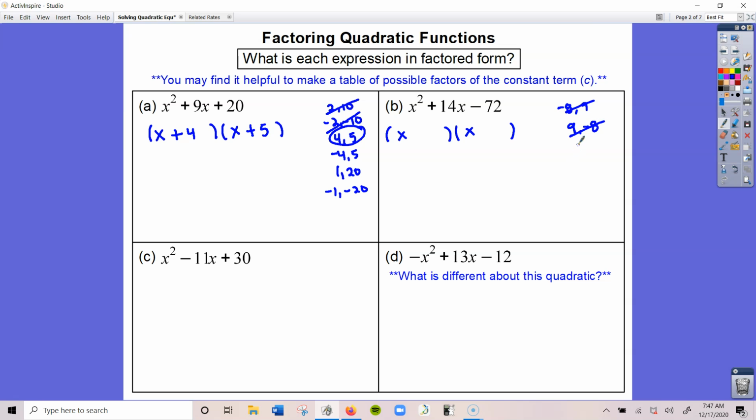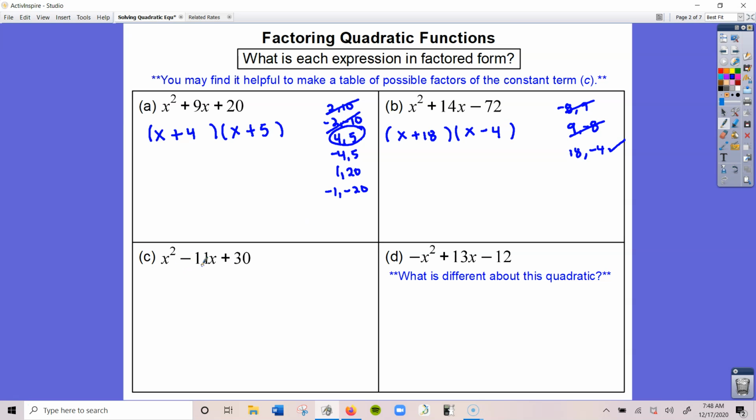We can try 18 and negative 4. 18 times negative 4 is negative 72, and 18 minus 4 also gives me positive 14. So this would be my correct pair. So it would be x plus 18, x minus 4.